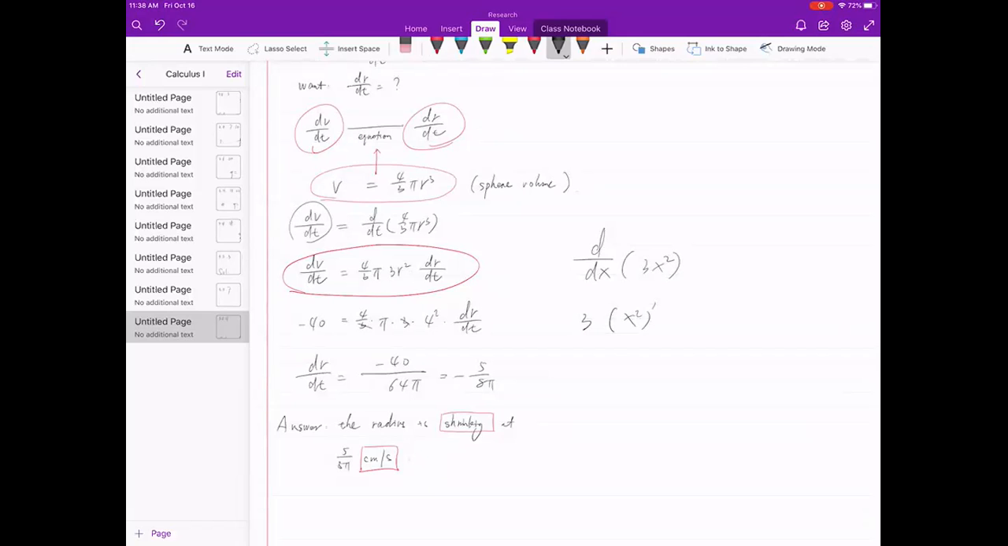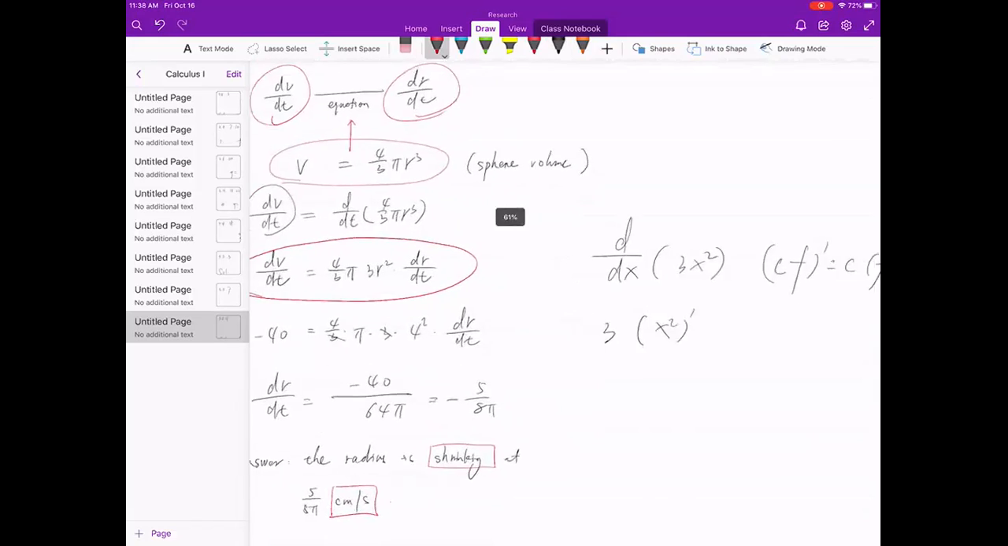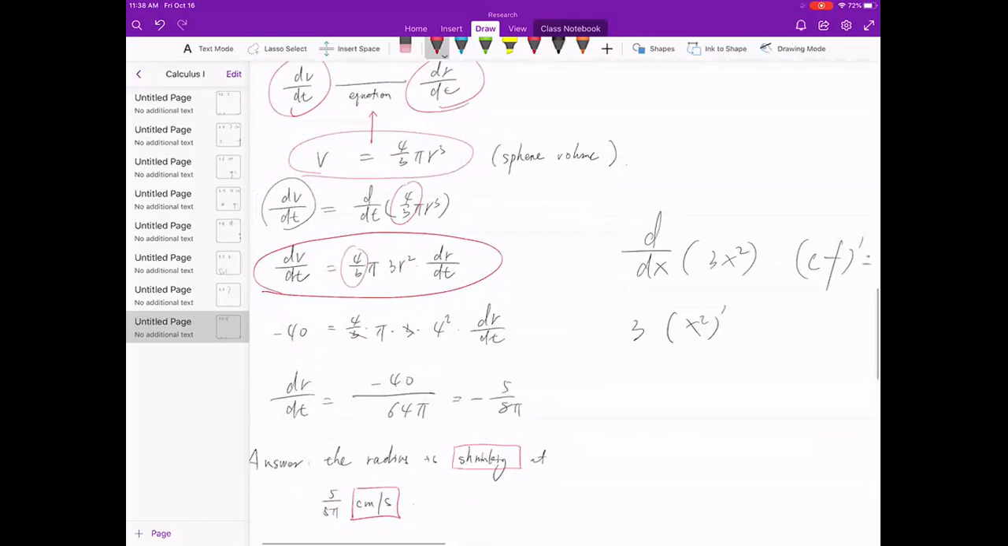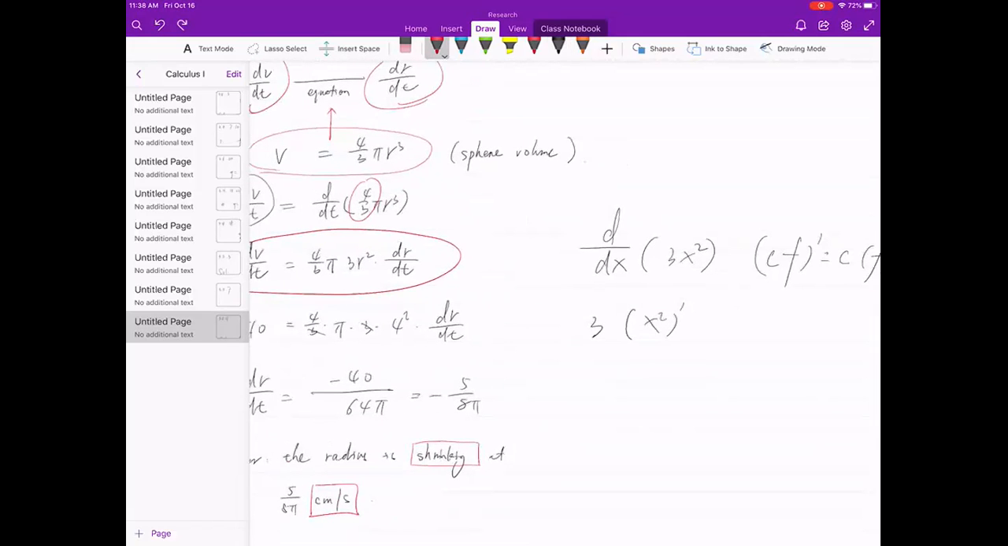Yeah. So basically, if you have a constant, they come from the rule of (CF)' equals C times F'. So if you have a constant, just take it out. That's why this 3/4 just stays unchanged. And actually, 3/4 and the pi also stay unchanged. Pi looks weird, but it's still a constant. So it goes from here to here.